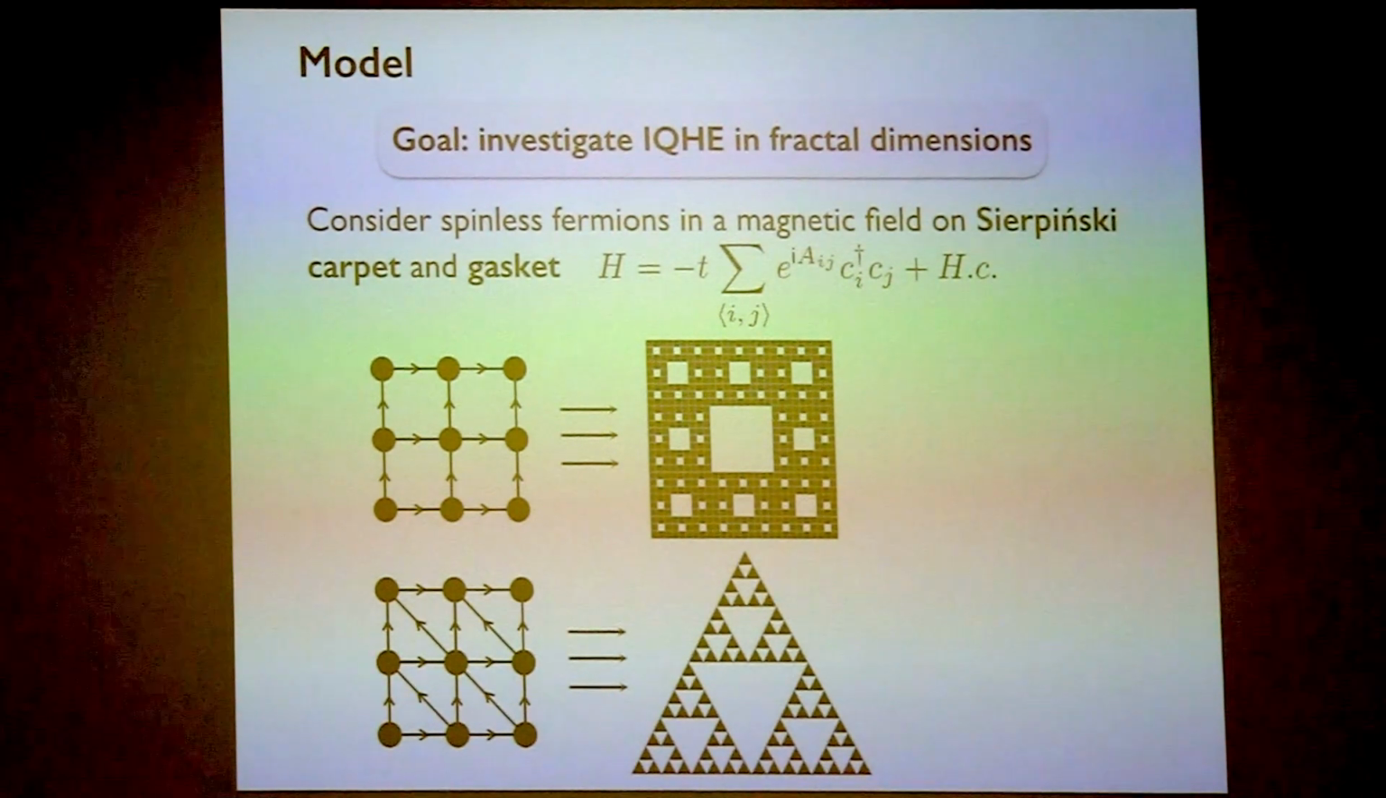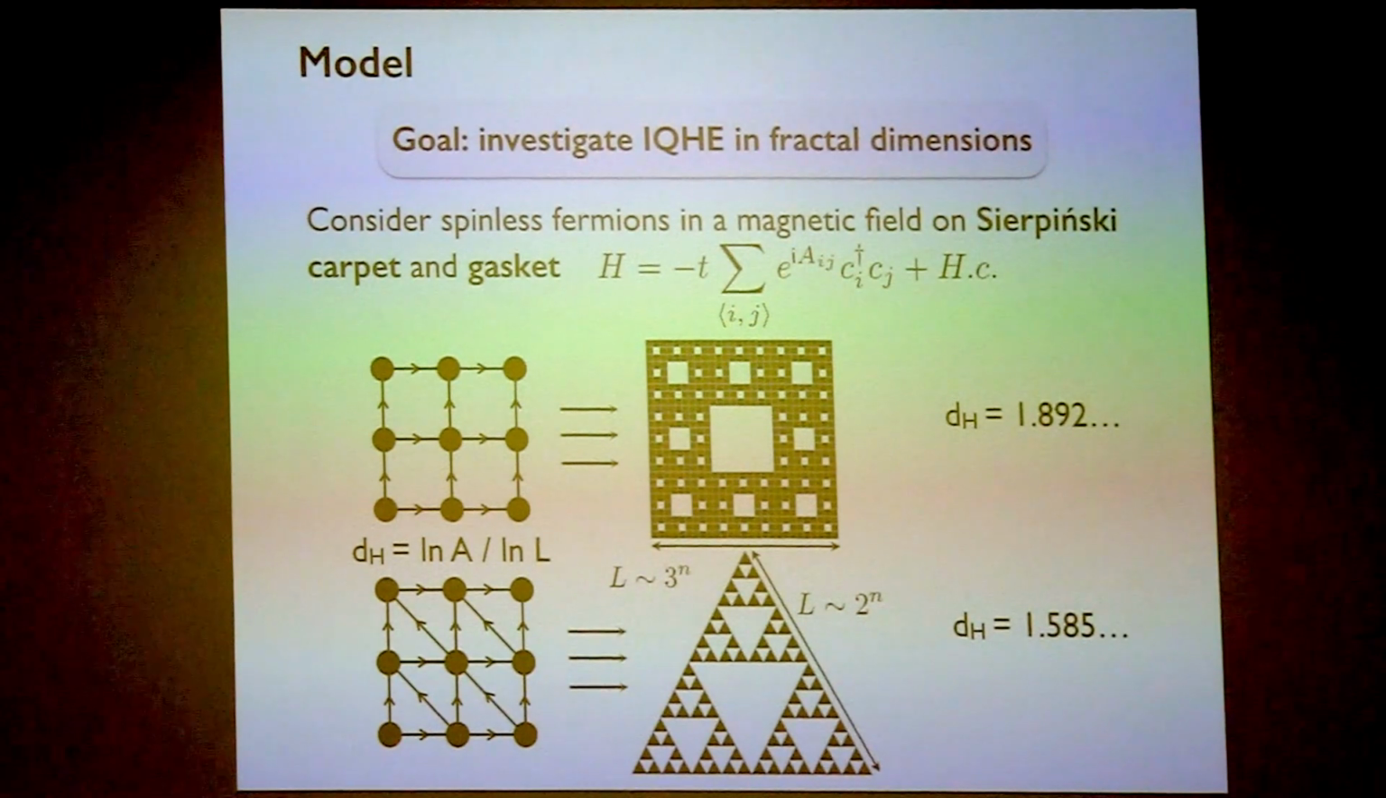Why actually those two lattices? The first thing is that they have different so-called Hausdorff dimensions. The Hausdorff dimension is defined as here: the logarithm of the area over the linear length of our system. In the case of the carpet, it's roughly 1.89, which says it's almost a two-dimensional system. However, for the gasket, it's 1.59. So this is really not that two-dimensional anymore.